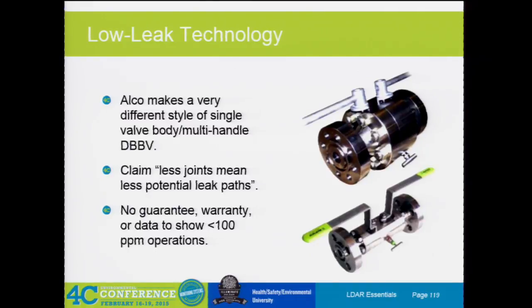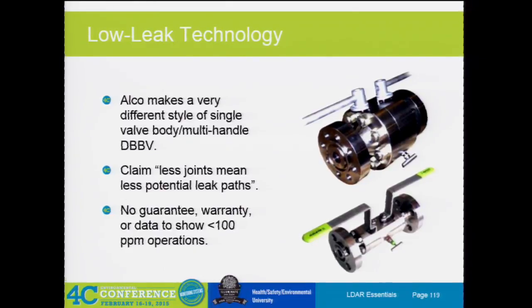Yeah. Because Alco makes a double valve, handled type valve, I guess there's 2 valves in there. So there are many different styles: single valve, body, multi-handle. Less joints means less probable leaks. No guarantee or anything. So those are not low leak technology either, are they? Then you're going to have the same leaking interfaces as you would with a ball valve on those, though.